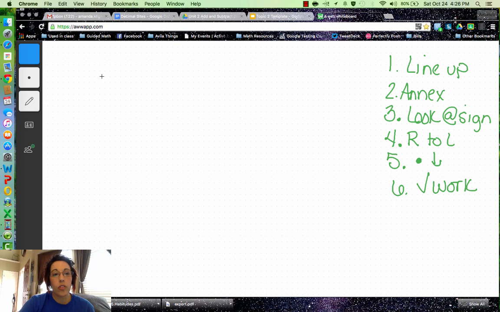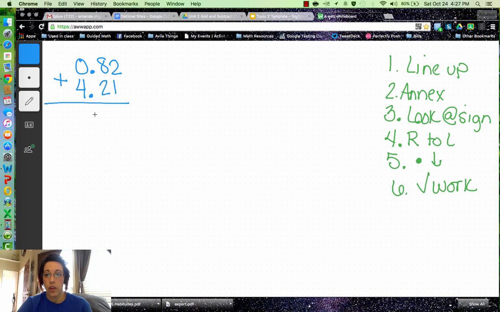First problem is 82 hundredths. That is a decimal, 0.82. The 2 is in the hundredths place. We're going to add to that 4 and 21 hundredths. So we've lined them up. We do not need to annex zeros. When we look at the sign, we're going to add, and then we start adding from right to left.